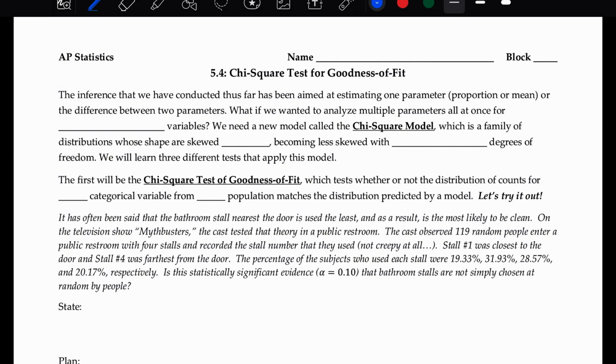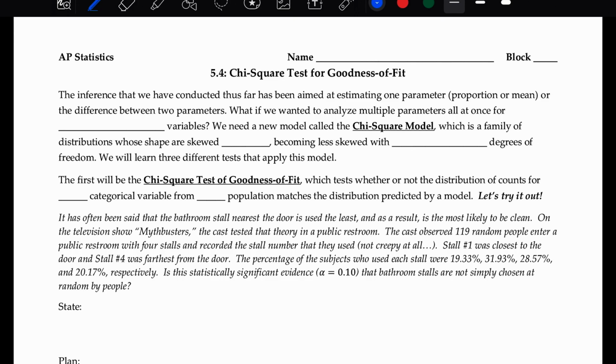Hello and welcome to Notes 5.4, where we're going to talk about a new type of test, the chi-square test. There are three different chi-square tests that we're going to cover in this course, and the first one is called the test for goodness of fit, which sounds grammatically incorrect, but apparently it is. So, what is this for?